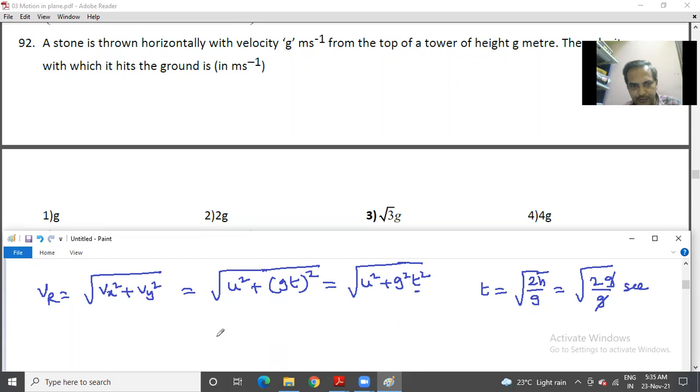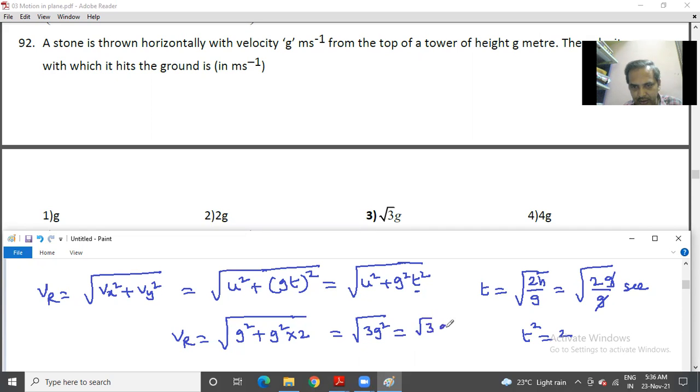Now let us start substituting. V resultant is equal to root of, u is mentioned as g in the question, it will be g square. And this is g square, t square will be 2, because t equal to root 2 means t square will be 2. Now this will be 2g square plus g square. It will be root 3g square. So you can split the root. When two quantities are in multiplication, it will be root 3 and g. So the third option is correct.